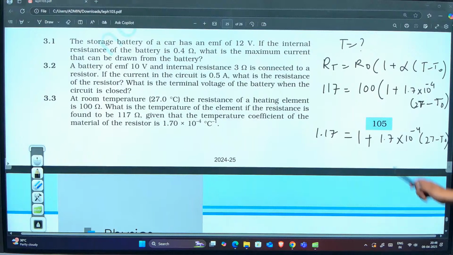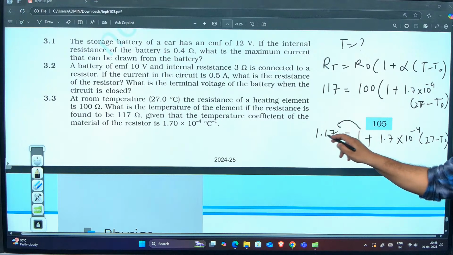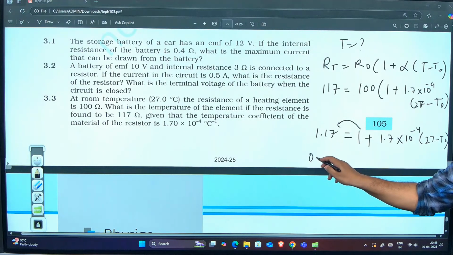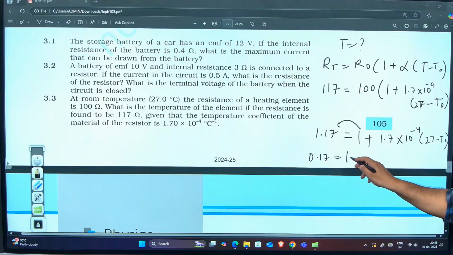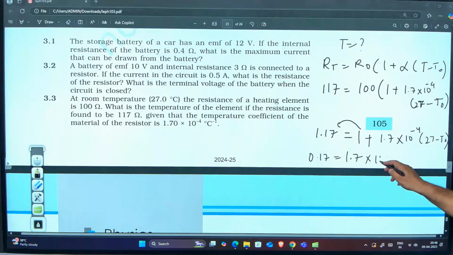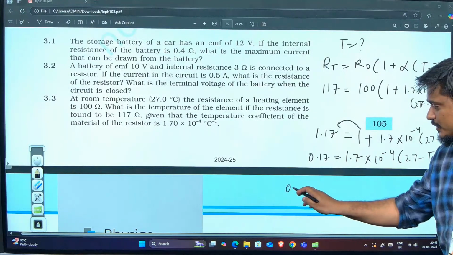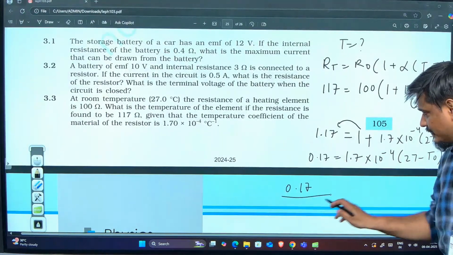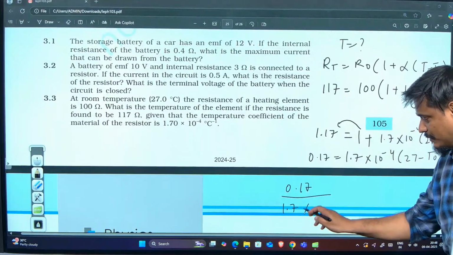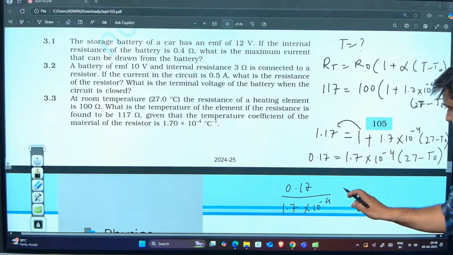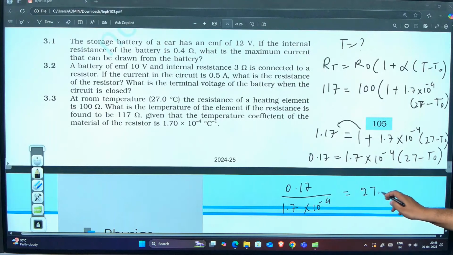Yeah, obviously correct. If 1 goes to this side, it will become 1.17 minus 1, so 0.17 is equal to 1.7 into 10 to the power minus 4 into (27 minus T naught). Do you agree with me? Now, this goes down, and you will get 0.17 divided by 1.7 times 10 to the power minus 4, which will become equal to 27 minus T naught.